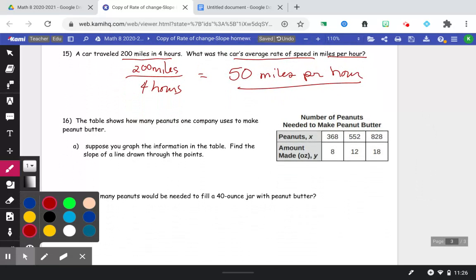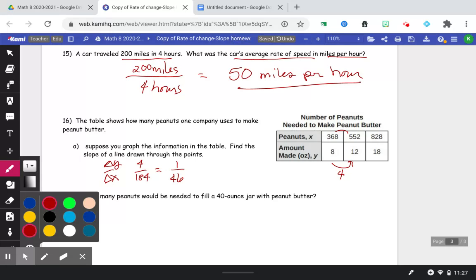Okay, number 16. The table shows how many peanuts one company uses to make peanut butter. So it says, suppose you graph the information in the table. Find the slope of the line drawn through the points. So I'm going to think change of y over change of x. So what is happening is this is increasing by 4. That change would be 4. What's happening to the x? This is increasing by 184. So that rate I could reduce. I can divide the top and bottom by 4, and this is going to reduce to 1 over 46.